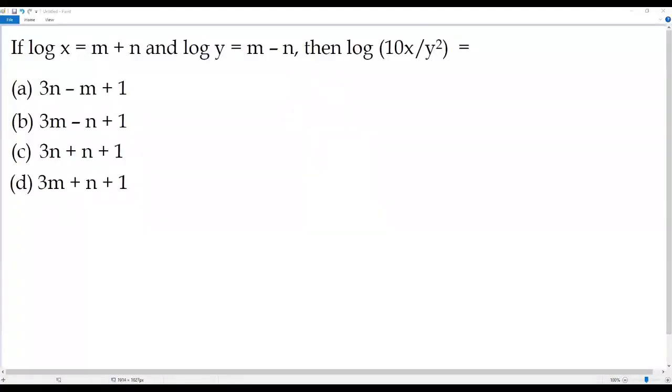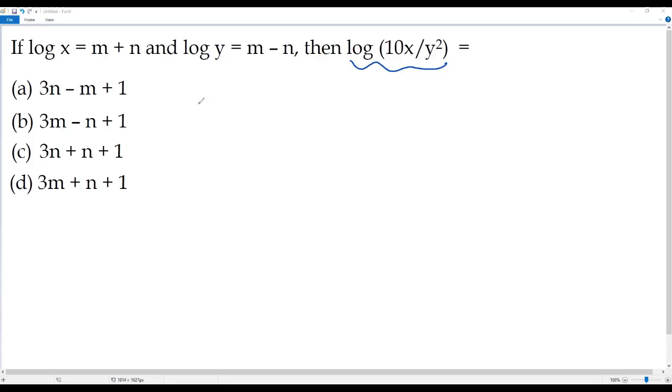Here we have a pre-calculus problem on logarithm. Okay, let's go to the question. If log x equals m + n and log y equals m - n, then log 10x over y square equals to. Among the given options, we have to find the expression which is equivalent to this logarithm.